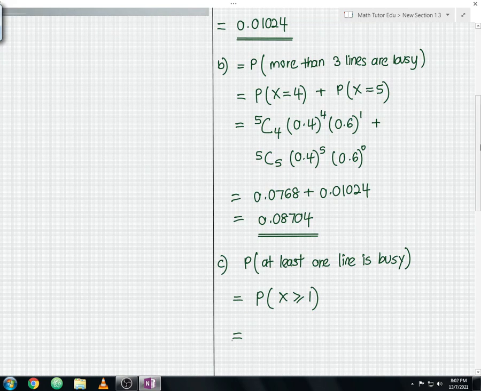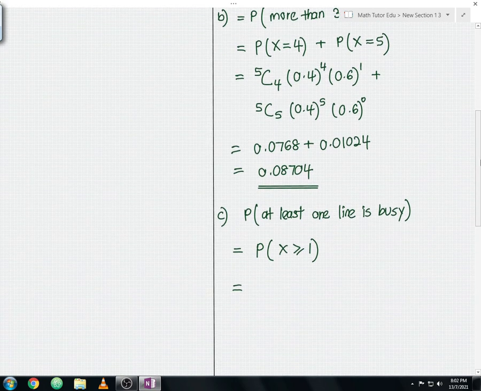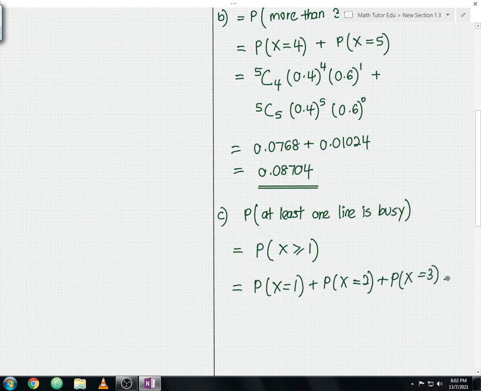For this type of question, the calculation will be slightly different. You can choose to calculate like this, where probability X equals to 1, plus probability X equals to 2, plus probability X equals to 3, and so on until probability X equals to 5. Yes, you can do that, but then the calculation will be tedious. So we are not going to do it this way. Instead, let me erase this.